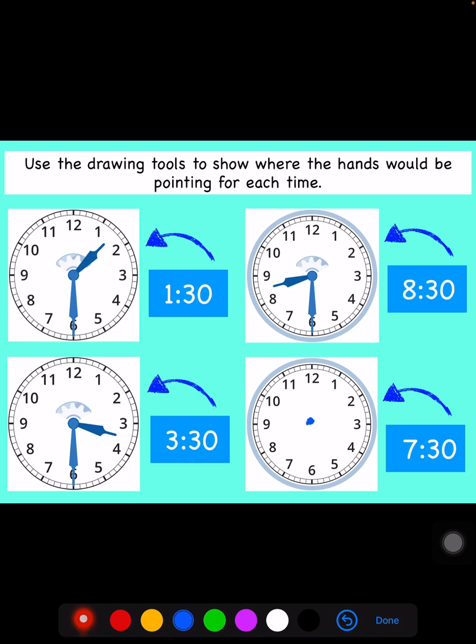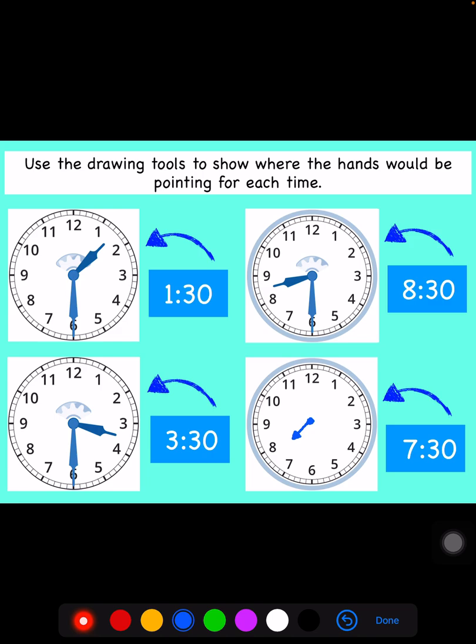The next thing you should have done is said, okay, I'm supposed to make this clock say 7:30. I'm going to start with my hour. My hour is 7. I know that if I'm doing time to the half hour, my hour hand should be in between 2 numbers. If my hour is 7, I know my hour hand needs to be in between 7 and 8. So I'm going to draw my hour hand in between 7 and 8. Is that what you did?